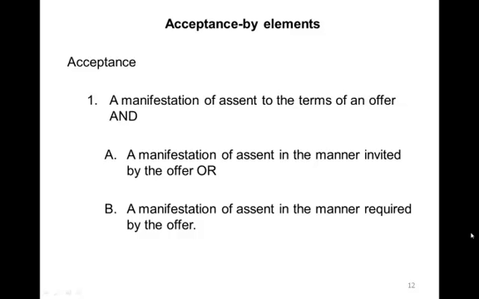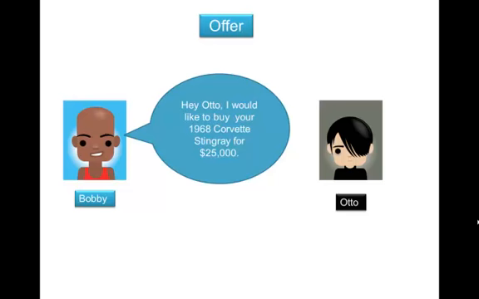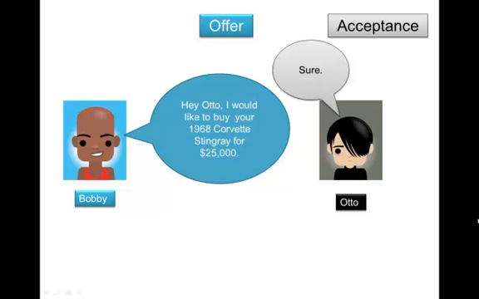Not only that, your manifestation of assent has to be in a manner invited by the offer, or if they've specified how they want you to accept, it has to be in the manner required by the offer. So here's Bobby, he made his offer. So Otto says, sure, there's your acceptance. He's manifested assent to the terms of the offer.